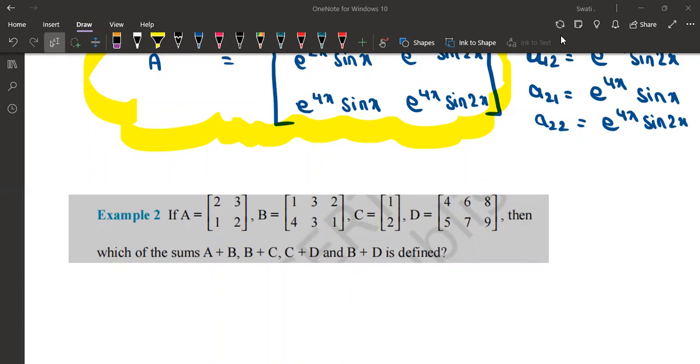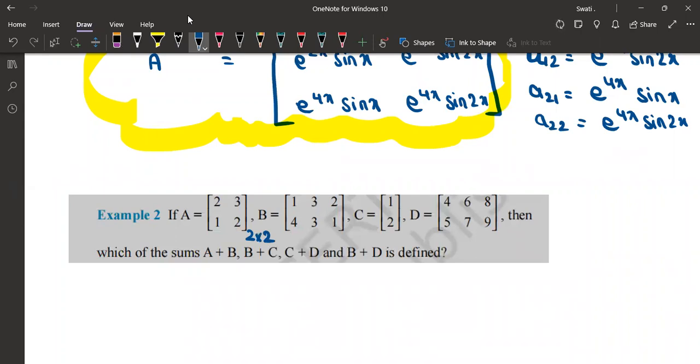So the very first thing that I'm going to do is write down the order of all the matrices. The first matrix is A. How many rows do we have? We have 2 rows. And how many columns do we have? We have 2 columns. So what is the order? The order is always number of rows cross number of columns. So the order is 2 by 2.